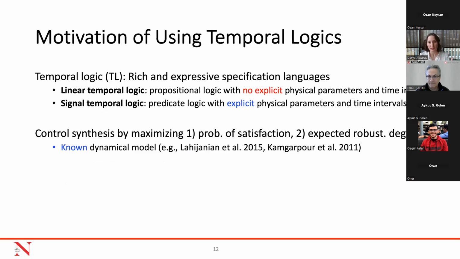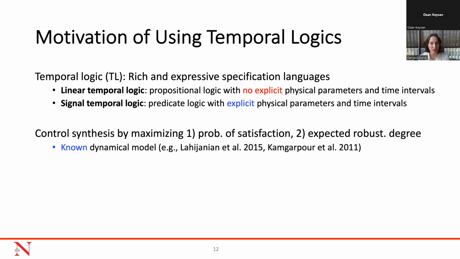And here, the motivation of temporal logics comes. Temporal logics are specification languages. Instead of using, for example, algebraic functions, you can use these Boolean temporal operators to rigorously write very complex specifications. I have a few examples in the following slides, but in the literature, linear temporal logic is used very frequently. This is the propositional logic with no explicit physical parameters, meaning that you can describe things like eventually go to A, but you cannot describe eventually in 10 minutes go to A.